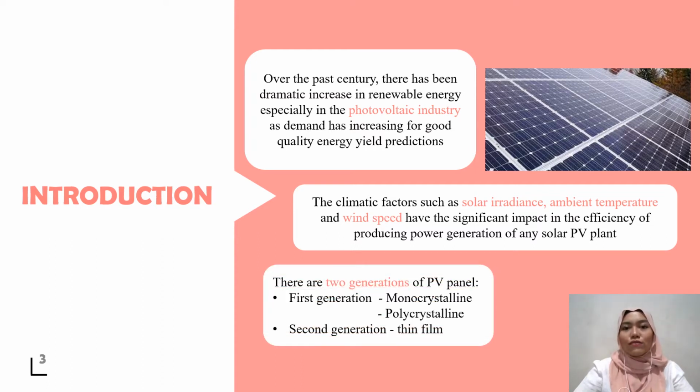The technology for solar PV panel plants can be divided into 2 generations. The first generation consists of monocrystalline and polycrystalline, while the second generation is thin film, which in this study we use amorphous silicon.